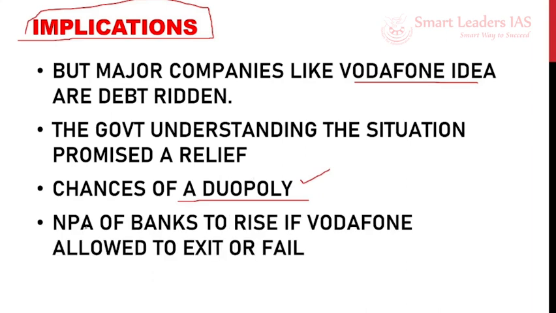The other implication of this order is that if companies are made to pay, the NPAs of banks are likely to rise. If it has become commercially unviable for companies like Vodafone to do business, and they have the option of exiting the business altogether or filing for insolvency, then the NPAs of banks are likely to rise.